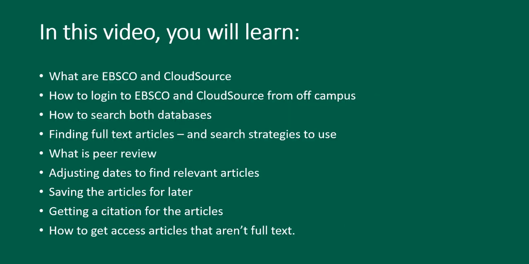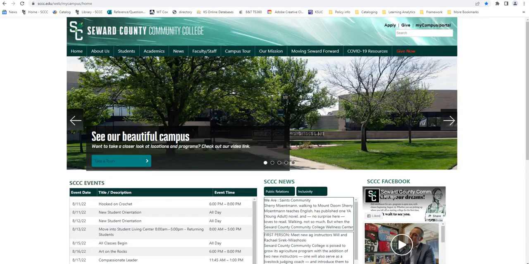And the goals for this video: we're going to learn what exactly EBSCO and CloudSource are, how to log in from off campus, how to search both of the databases and find full text articles and some search strategies, what peer review is, adjusting dates to find the best articles, saving the articles, and most importantly, citing the articles for your paper. So the question is, what exactly are EBSCO and CloudSource?